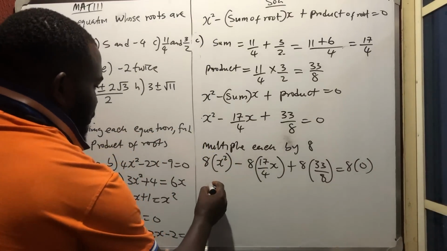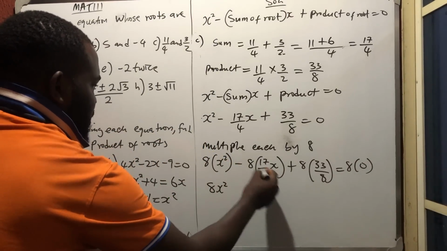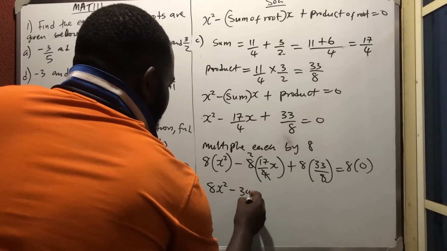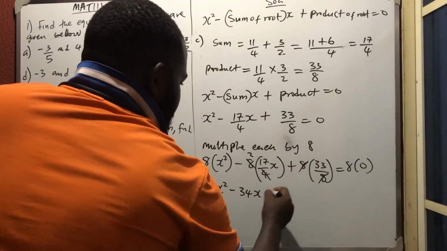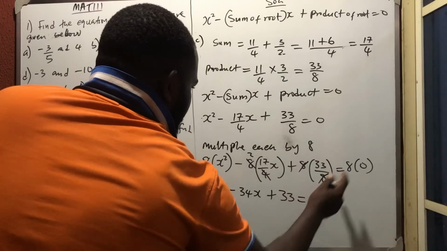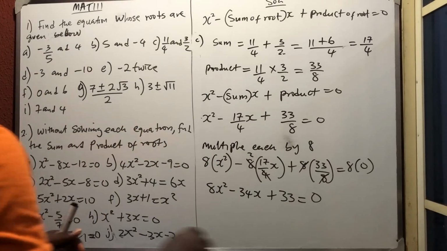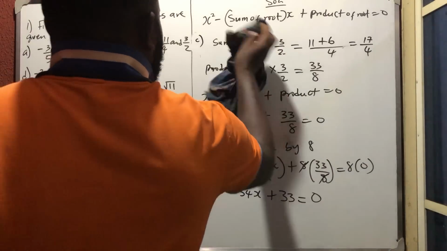So this time this I have 8x squared. 8 take care of this is 2. 2 times this is 34, so minus 34x. 8 take care of 8, plus 33 is equal to this time this 0. So this is the required equation for that number C. So let's go to number D.